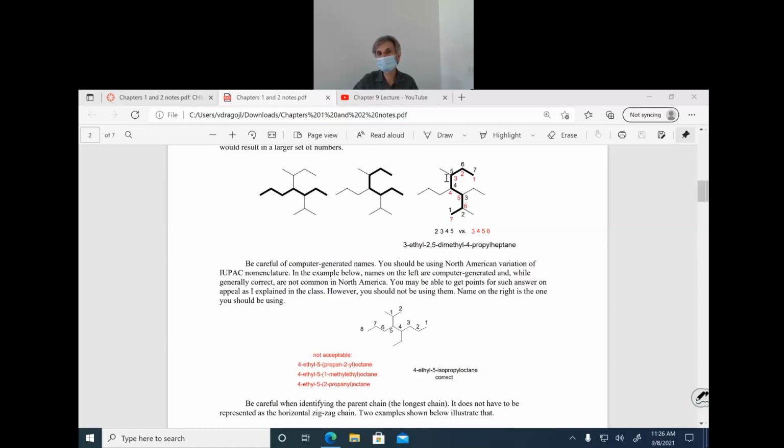And so you name it. You see you have two methyl groups, so it's going to be dimethyl. If you have ethyl group, it's going to be ethyl and propyl. So it goes ethyl, methyl, propyl alphabetically. So it's going to be ethyl, dimethyl, because there are two methyl groups, and propyl, and then heptane. And you need to number it, so you number the chain both ways and find which gives the smaller set of numbers. It's shown here in black. It goes from the bottom up.